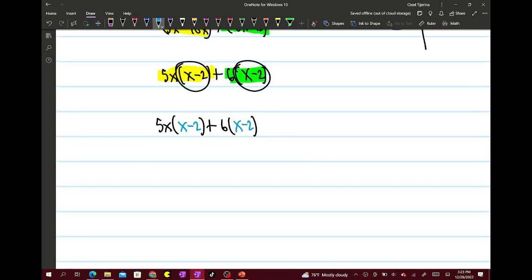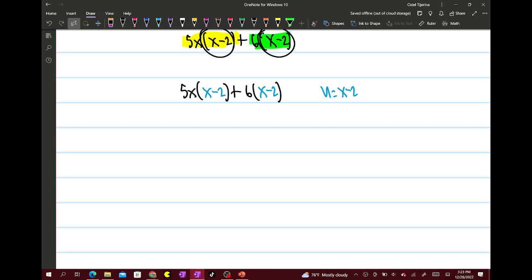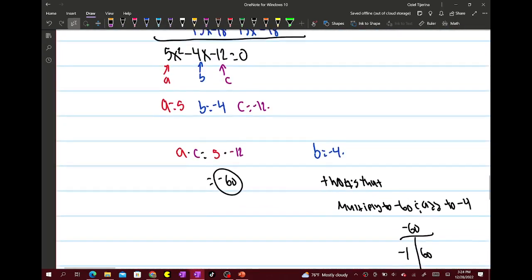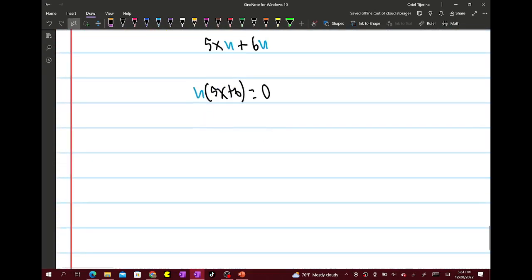And so if we make u equal to x minus 2, we can go ahead and say 5x u, and then plus 6u. And like I said, you can factor out that u. So then it'll be u times the quantity of 5x plus 6 is equal to 0, right? Because we're solving for x. And we know that u is x minus 2. So really this is the quantity x minus 2, and then times 5x plus 6 equals 0.